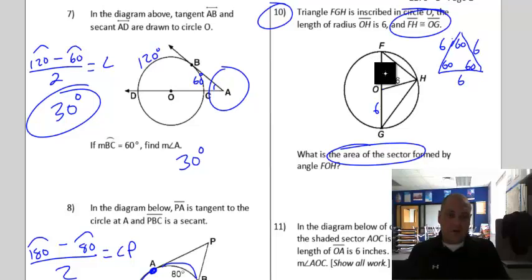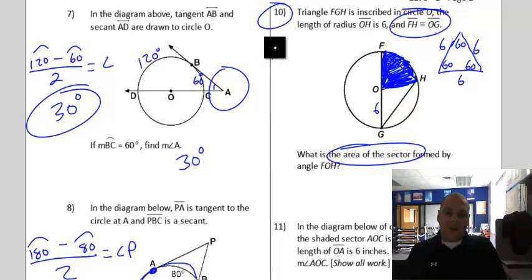All right, so I'm going to get rid of that because we don't need it. It's 60 here, right? That's 60 because all these angles are 60. I want the area of the sector formed by FOH. So that's going to be this right here. Let me color in what they're talking about. Area of the sector. That's the area of a sector, guys. The shaded area there. That's FOH.